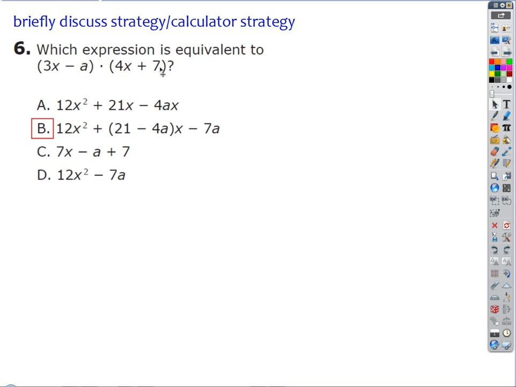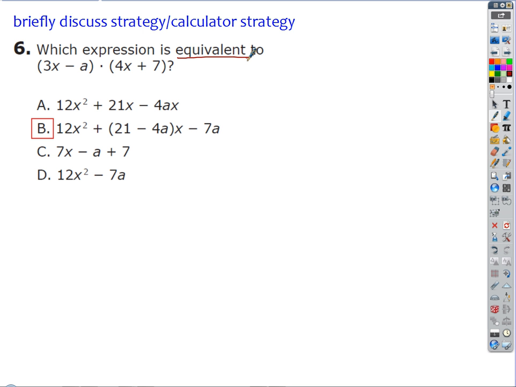Is there a trick? We talked about some tricks yesterday. Anybody have a way we could fool the question here to get the answer? We can plug in a number for x and for a, right? Because whenever they're asking about equivalent, which is the same, which is equal to, they have to end up producing the same values when I plug in the same numbers for the variables, right?